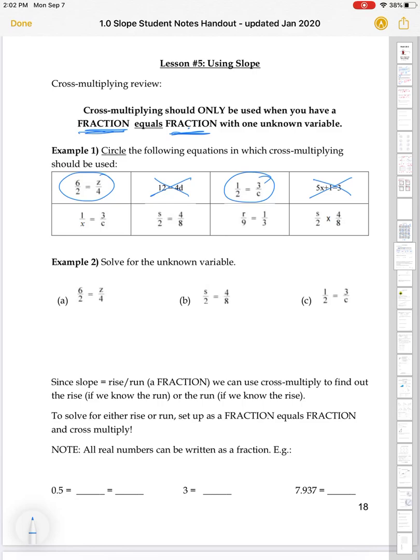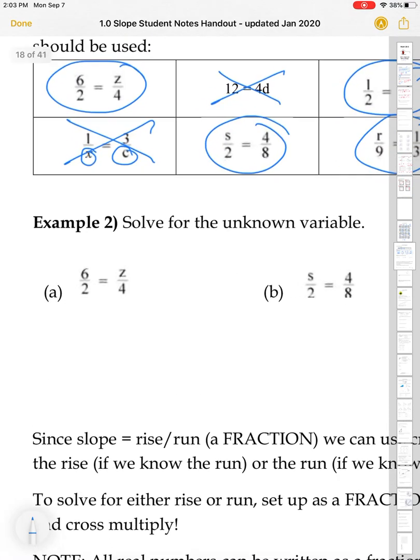Cannot do it. Here, I have 1 over x equals 3 over c. They're both fraction equals a fraction, but I have two variables, so that will not work. s over 2 equals 4 over 8. It's fraction equaling a fraction. Only one variable. I can do that one. r over 9 equals 1 over 3. It's a fraction equaling a fraction. Only one variable, so I can do that one. s over 2 times 4 over 8. That's not even an equation, right? So that one will not work. So there were only 4 examples there where cross multiplying will work.